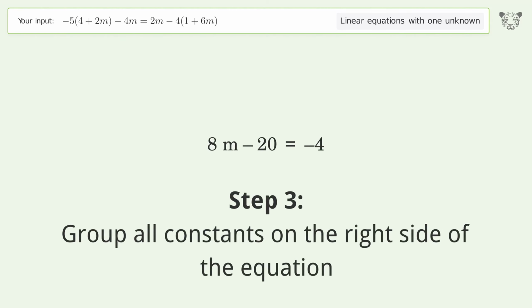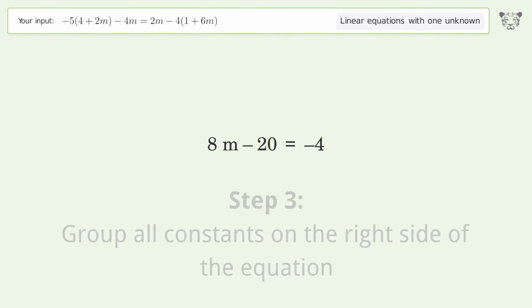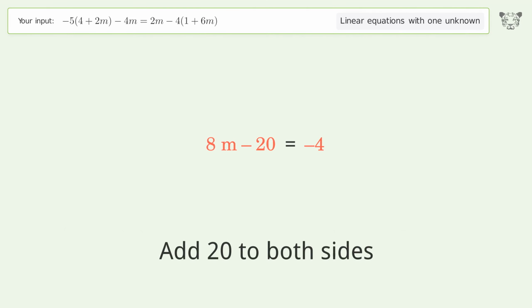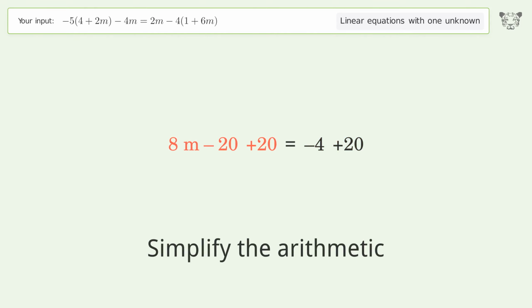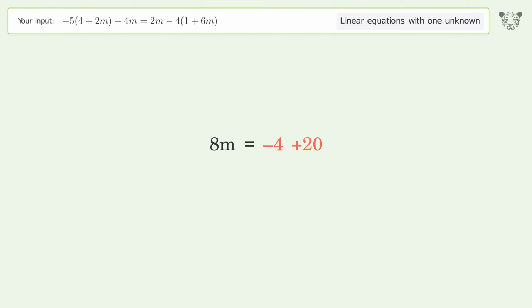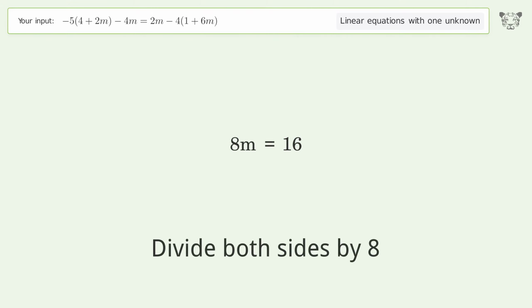Group all constants on the right side of the equation. Add 20 to both sides. Simplify the arithmetic. Isolate the m. Divide both sides by 8.